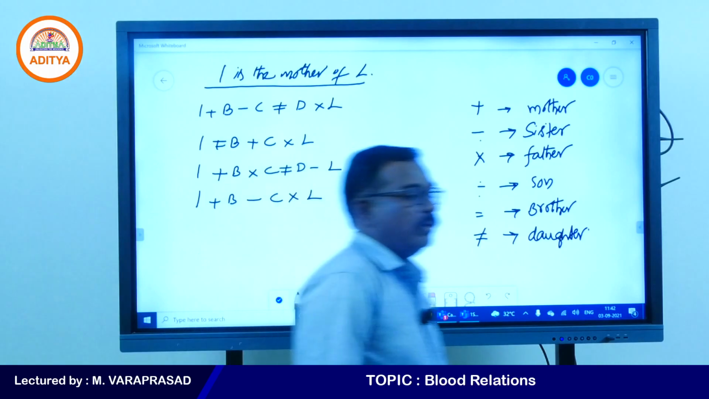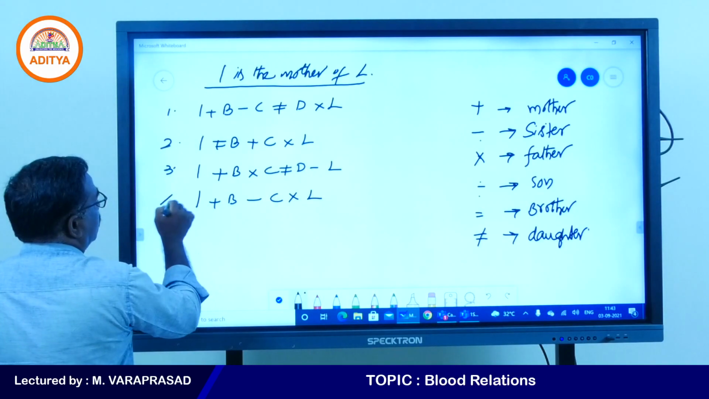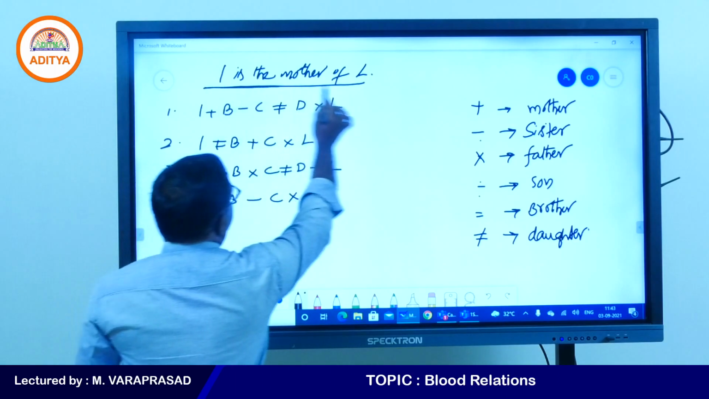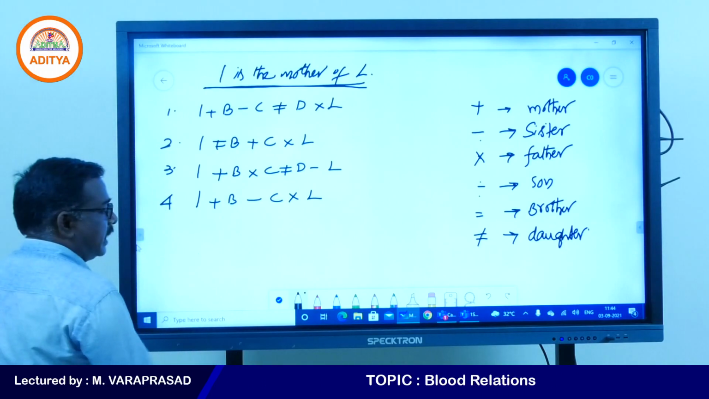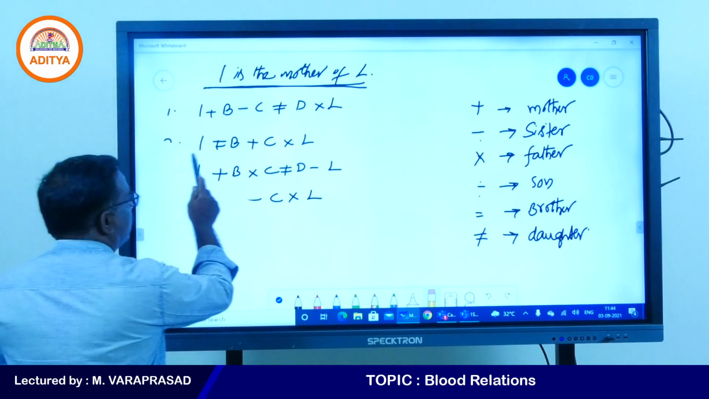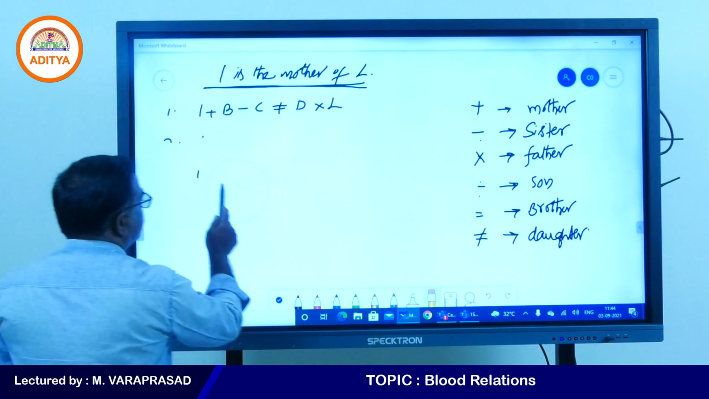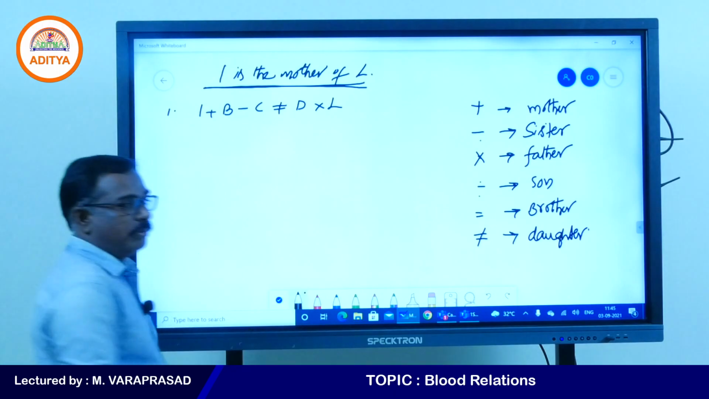Yes, my students, let me know what your answer is, right? This is the first option, second option, third option, fourth option. I is the mother of L. Everybody is writing option 1, so I will check only option 1. I am rubbing the remaining 3 options. We can check option number 1 once.